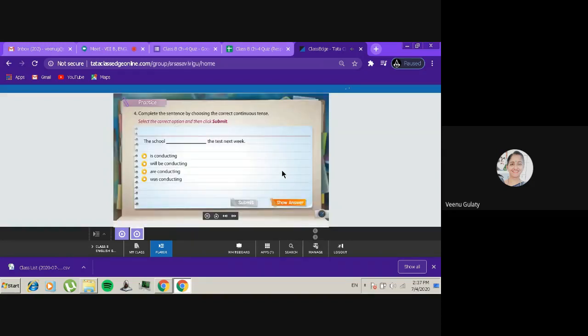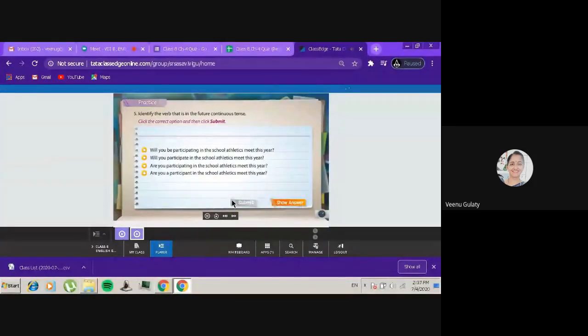Complete the sentence by choosing the correct continuous tense. Select the correct option and then click submit. Radhika, Nandini, anyone? Akshita? Ma'am, Radhika. Ma'am, will be conducting. Read it with the sentence. The school will be conducting the test next week. Excellent. Great.